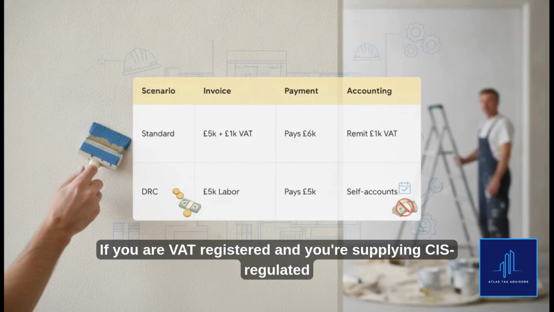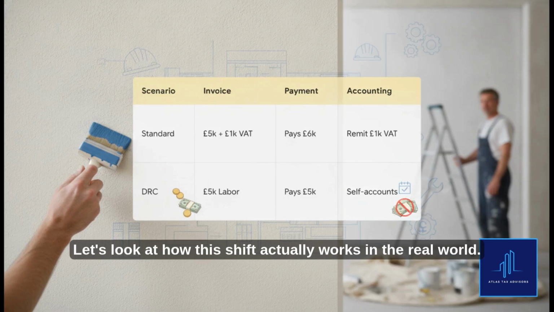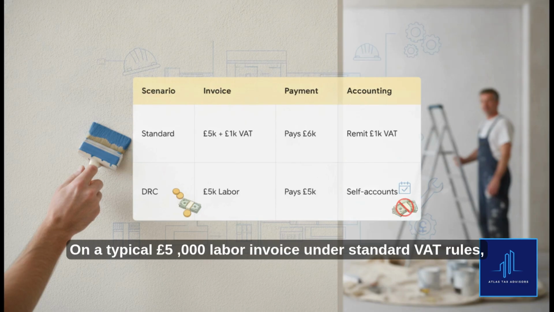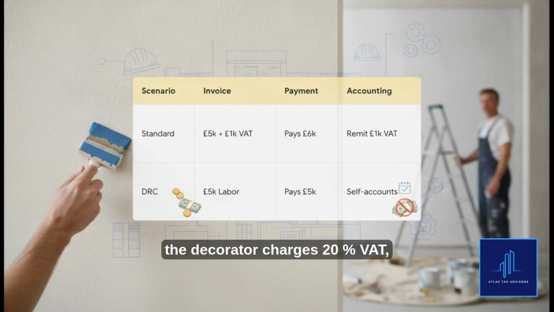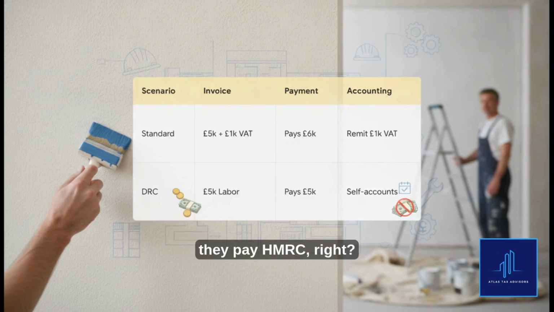If you are VAT registered and you're supplying CIS regulated services to another VAT registered business, the DRC applies. Let's look at how this shift actually works in the real world. On a typical £5,000 labor invoice under standard VAT rules, the decorator charges 20% VAT, taking the gross total to £6,000. The decorator holds that extra £1,000 in their account until they pay HMRC, right?